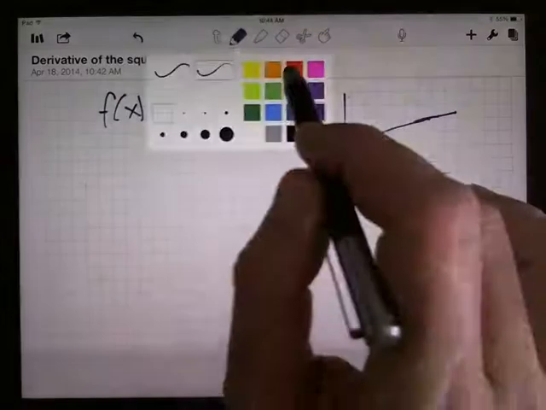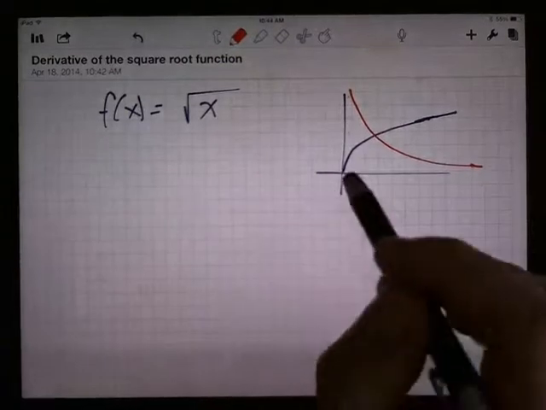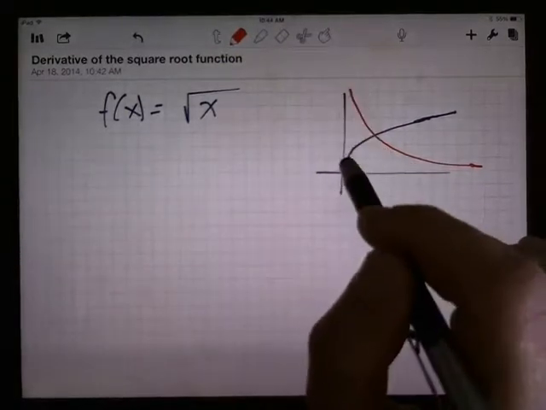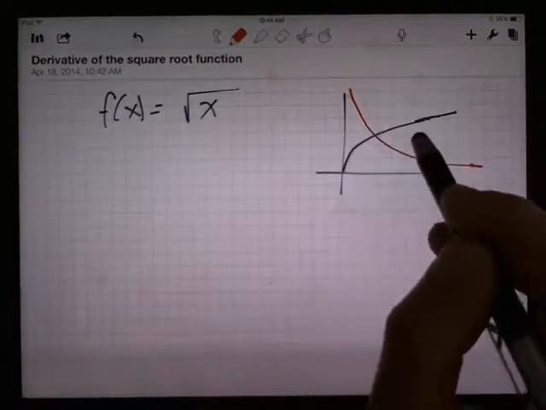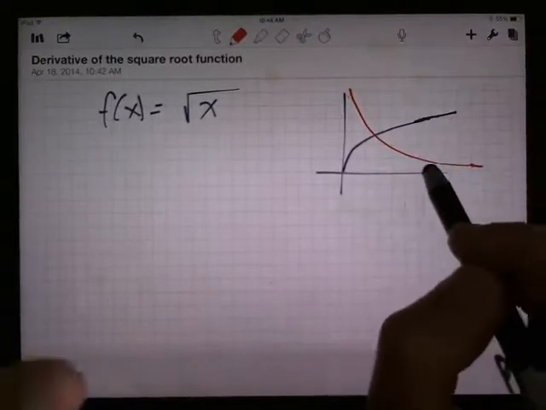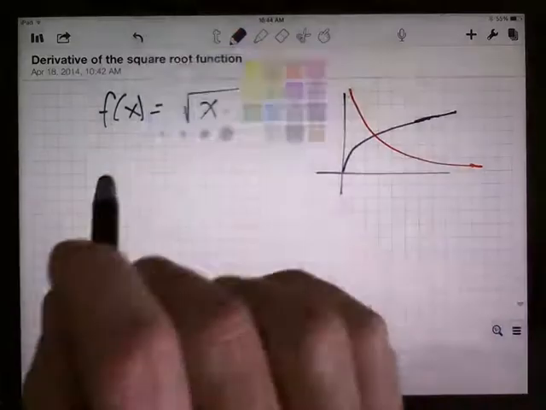So I'm thinking that the derivative function should look something maybe like that, starting off really high positive because the slopes are really big positive, still staying positive slopes but getting less and less, right? So I'm thinking that's going to be the derivative, looks something like that. But let's see how it comes out.